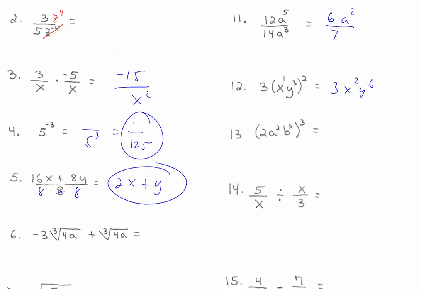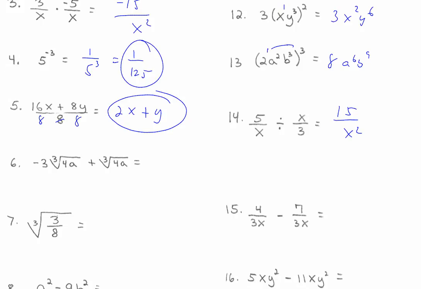All right, 13. 2 cubed is 8. A squared cubed is to the 6th, and b cubed is to the 9th. How many got 8 to the 6th, b to the 9th? All right, again, see, everything's in the parentheses there, right? You see the difference? And 14 is 15 over what? X squared. All right, hopefully you didn't make the same mistake twice. 15 is negative 3 over 3x, which is negative 1 over x.